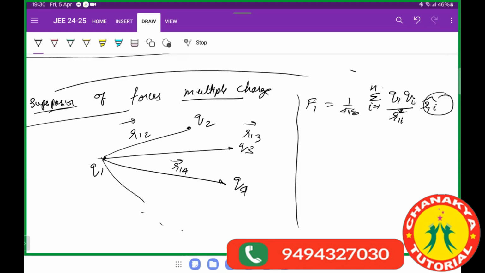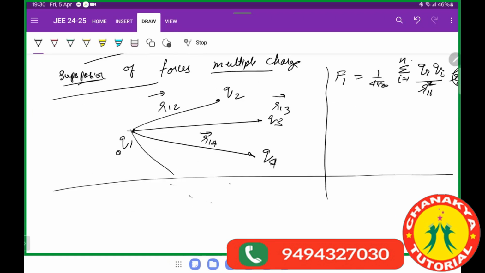So what I did here, I just added all charges with respect to Q1, the sum of all charges with respect to Q1, and the position vectors R12, R13, R14. Simple. Nothing big here.